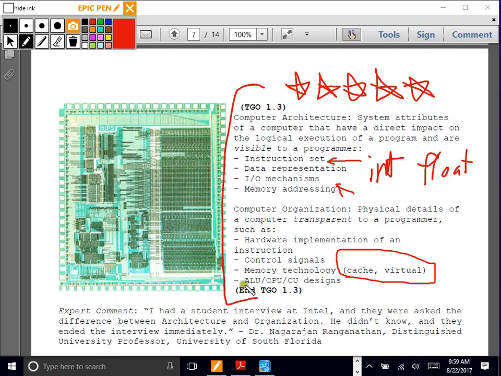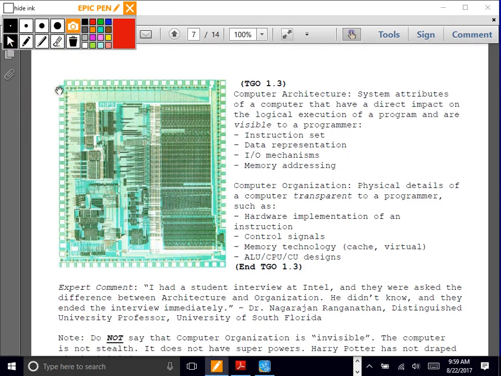And then same thing with arithmetic logic units and CPU and computer designs. So why am I insisting that this be the first question on the exam? Well, talk to Dr. Ranganathan. He was a distinguished university professor at the University of South Florida. He had a PhD student who interviewed at Intel, and that was the first question. The student didn't know the answer, and the interview was over. Just stopped right then and there. And so I've had a number of students interview at Intel, and sure enough, that comes up, and they are remarkably competent at answering that question, and I get calls from the engineer going, wow, they knew that answer, that question was coming. Oh, yeah, because I don't want that to happen to you guys.